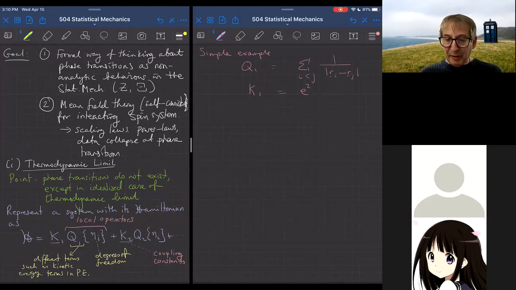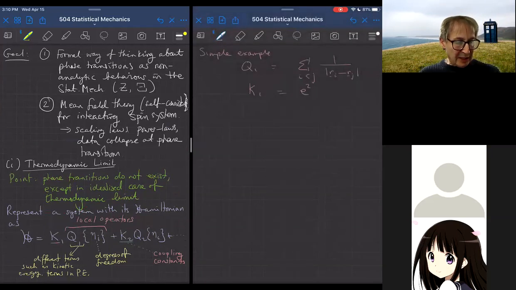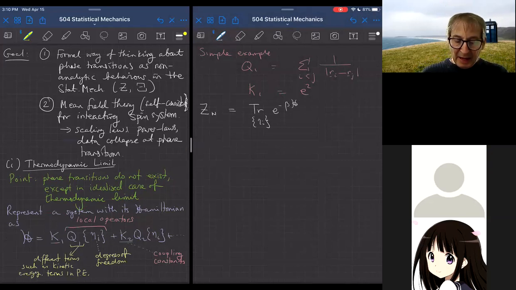So now when we compute the partition function, what do we do? Well, what we do is we average over the etas. So when we write down the partition function, so here's the partition function of n particles, that's just the trace, and we now take our trace over the degrees of freedom, eta of I, e to the minus beta times the Hamiltonian. And the Hamiltonian depends on all of these things here. It depends on the coupling constant, and it depends on the local operators.